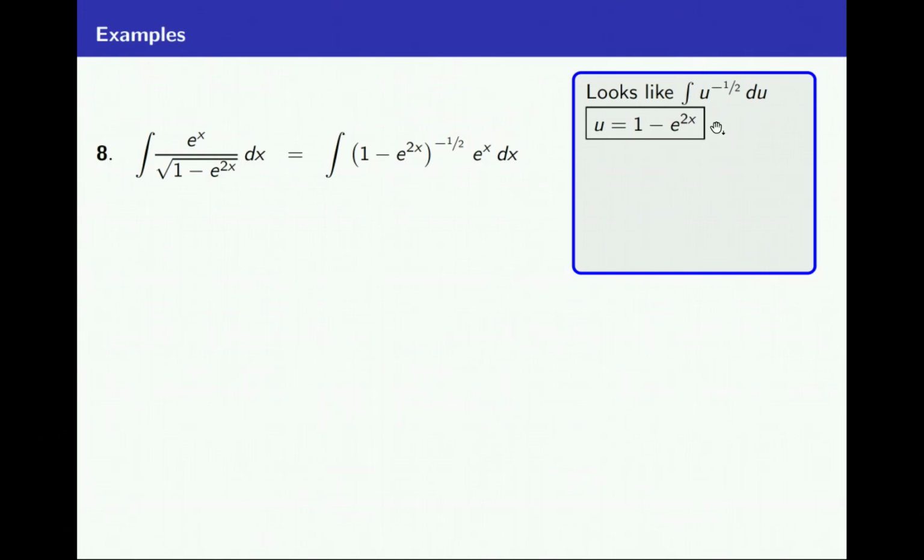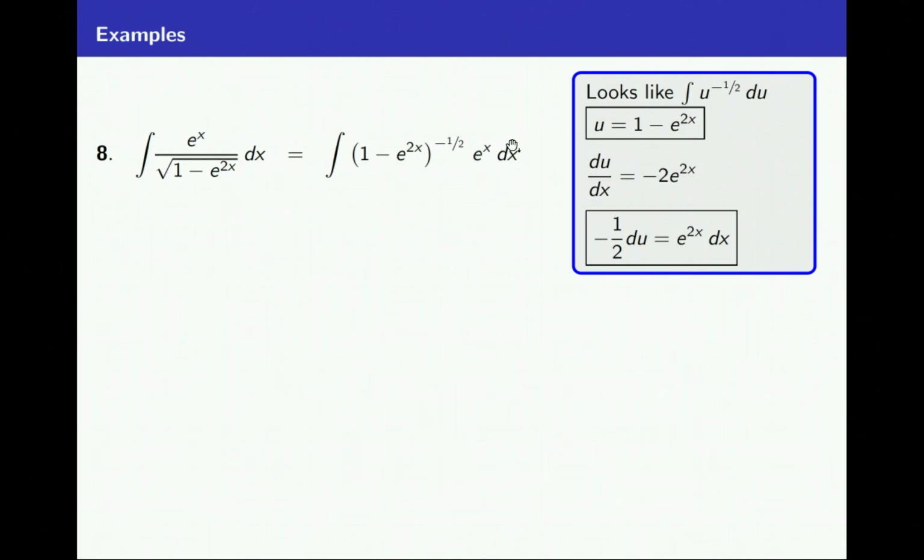But once we make that choice, we have to check and make sure that it leads to an expression for e to the x dx that converts to a du. So we have to differentiate u, and by the chain rule, its derivative is minus 2 e to the power of 2x. Next, let's multiply both sides by negative 1/2 and also by dx. And we get negative 1/2 du equals e to the 2x dx.